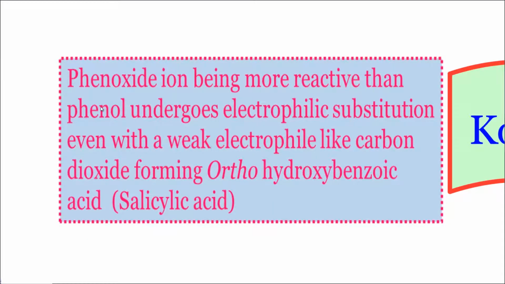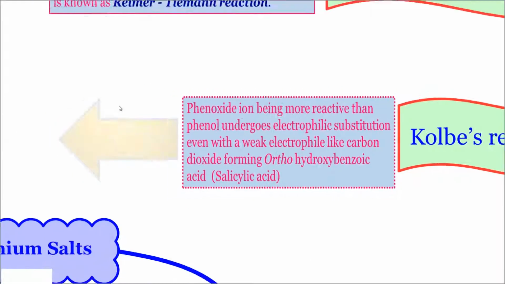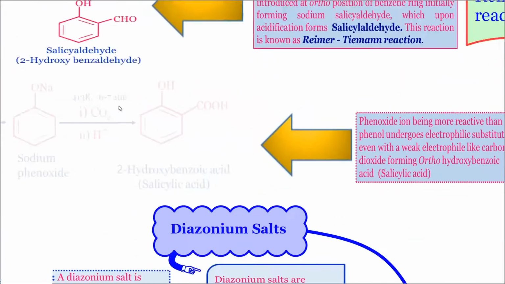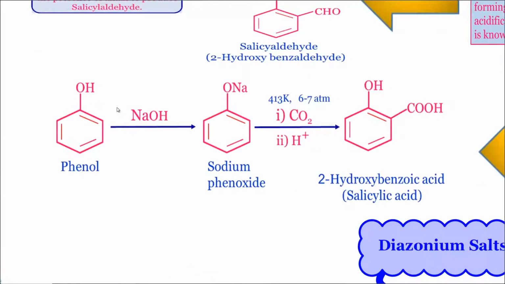Phenol is treated first with sodium hydroxide to obtain sodium phenate, and carbon dioxide is bubbled through the sodium phenate at about 140 degrees Celsius, applying a pressure of 6 to 7 atmospheres. Rearrangement of the structure results in the formation of the sodium salt of salicylic acid, which upon acidification gives salicylic acid. Let's look into the reaction equation.